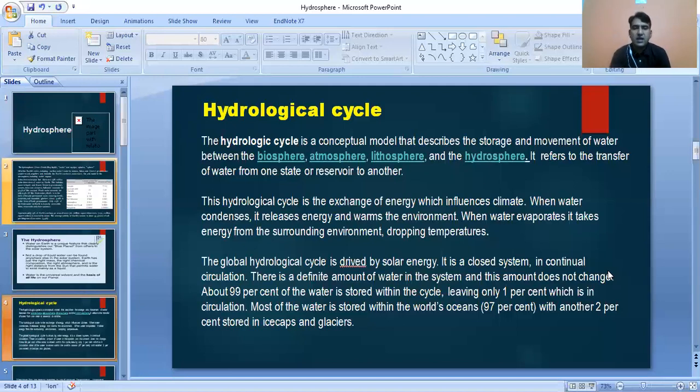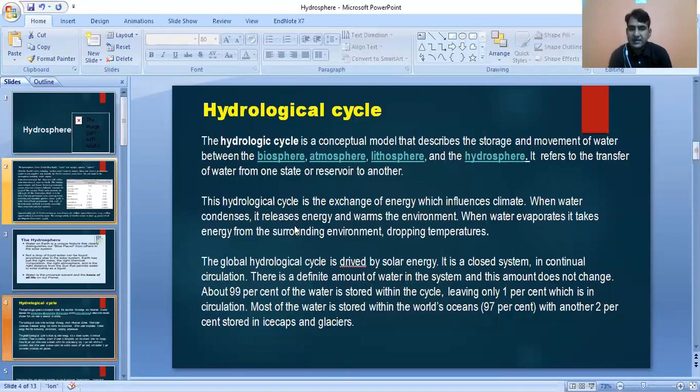Let's go further, as you'll find very important and interesting facts in the coming slides. The hydrological cycle is the exchange of energy which influences climate. This is also a very important statement. Not only is water moved from bottom to top and top to bottom, but energy which influences our climate is also exchanged. Let's see how this energy is exchanged and how it influences the climate.